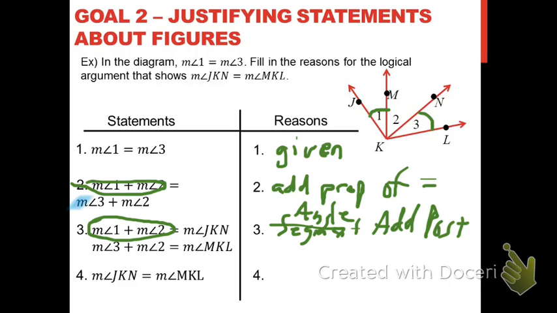Actually, I meant to highlight. And the measure of angle 3 plus the measure of angle 2 is equal to that. Well, that makes these two things equal to one another, doesn't it? And you could justify this a couple different ways. Let's say that we're using the substitution property of equality.